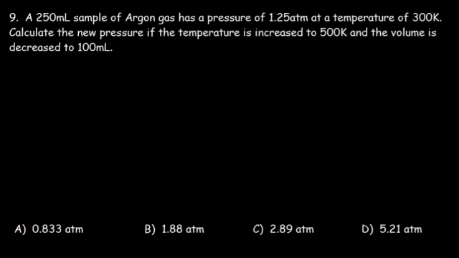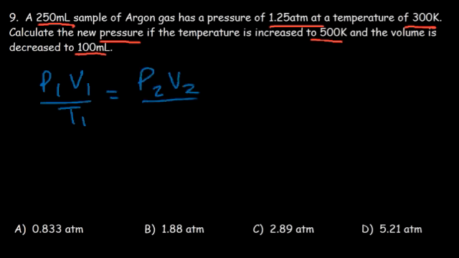So, look at the units that you have, and that can help you to determine what equation you need. So we have a volume, a pressure, and a temperature. And we're looking for a second pressure, we have a second temperature, and a second volume. So what equation has a P, a V, and a T in it, and another P, another V, and another T in it? It's probably this one. P1 V1 over T1 is equal to P2 V2 over T2, the combined gas law.